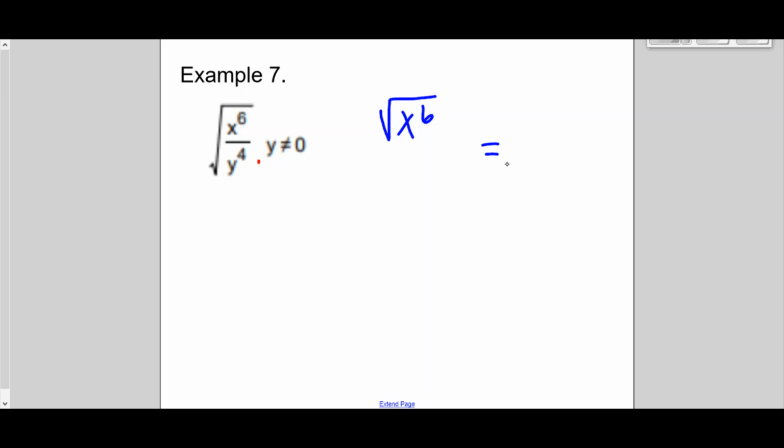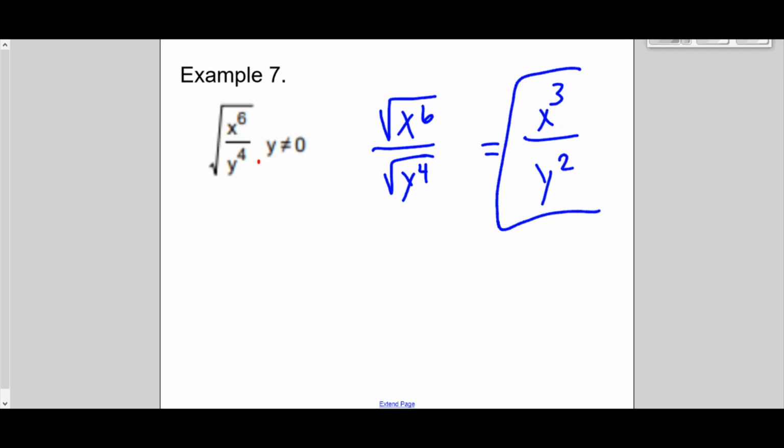So 6 is even, so we're just going to divide that by 2. So this will be x cubed divided by the square root of y to the 4. We'll handle that on its own. Again, this is the quotient property that's allowing me to do this. So y to the 4, we're just going to divide 4 by 2 since 4 is even. So this will get you y squared. So this is my answer. So x cubed divided by y squared.